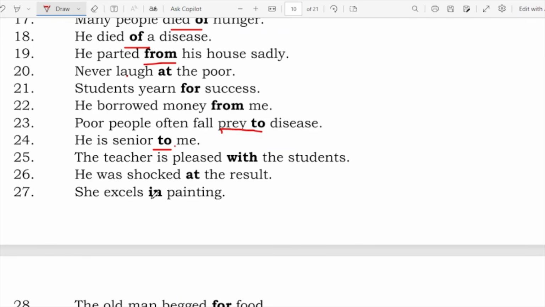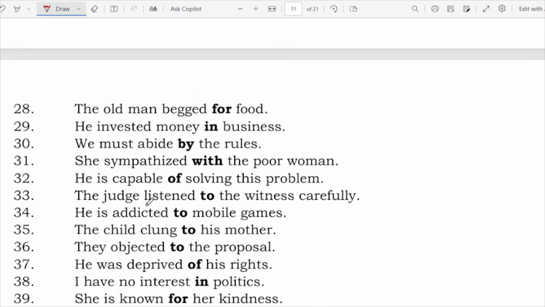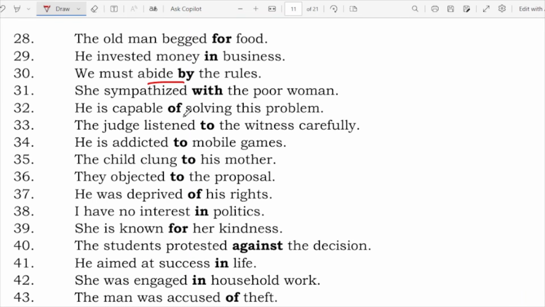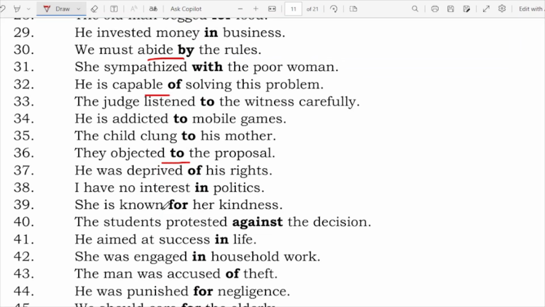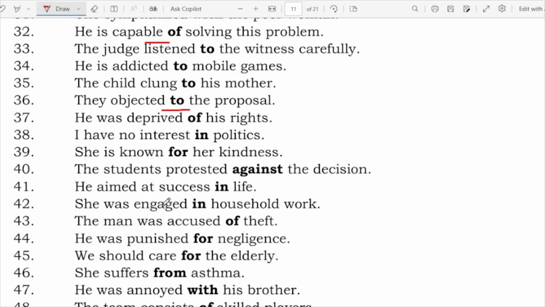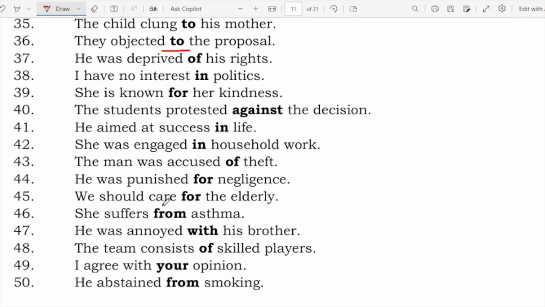He was shocked at the result. She excels in painting. The old man begged for food. He invested money in business. We must abide by the rule. She sympathized with the poor woman. He is capable of solving this problem. Child clung to his mother. Number 36. They objected to the proposals. He was deprived of his rights. I have no interest in politics. She is known for her kindness. The students protested against the decision. These are important prepositions for your board exams.